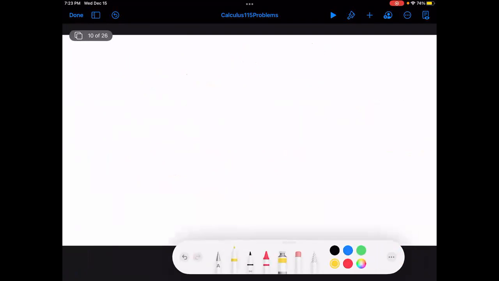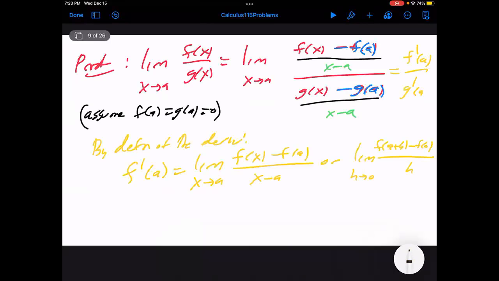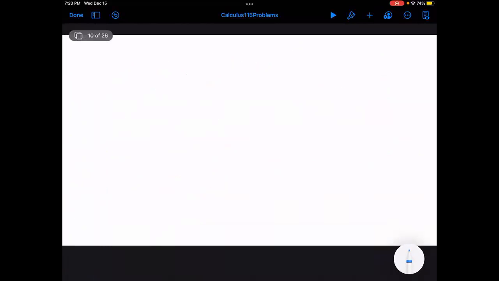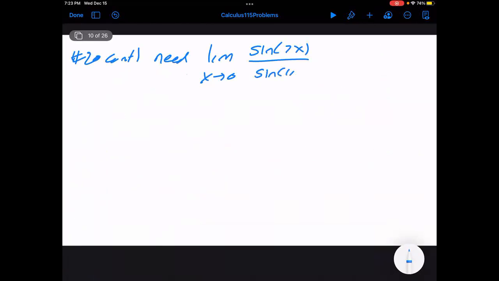So now going back to number 20, continued. We need the limit as x goes to 0 of the sine of 7x over the sine of 11x. As we have 0 over 0, we can use L'Hopital.